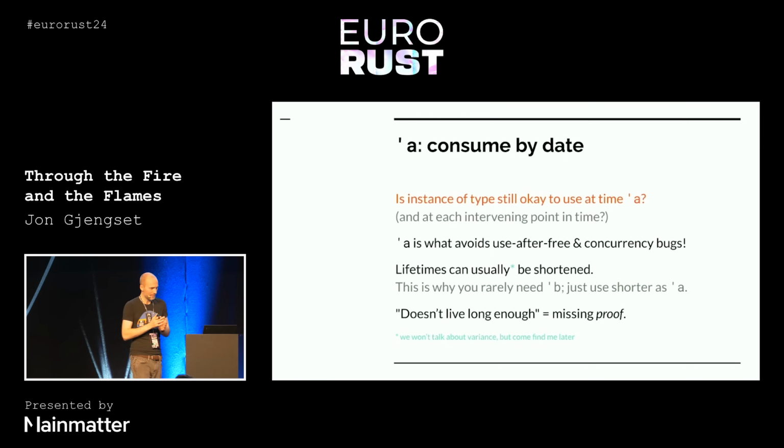OK, moving right along. The next thing is lifetimes. A bunch of people have tried to explain lifetimes in a bunch of different ways. The mental model I have that I have found the fewest problems with, that's not to say it's perfect, but it works decently well, is to think of lifetimes as a consume-by date. It is the last time where it's still OK to use a given thing. There's also a sub-question, which is, is it OK to use it at every intervening point before that time? But let's put that question aside.